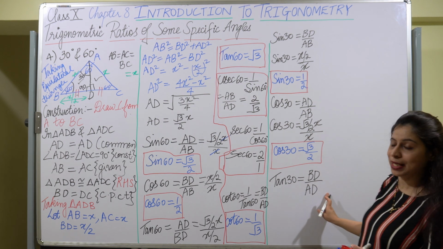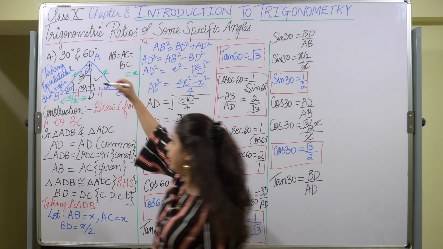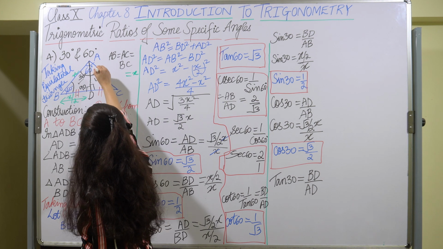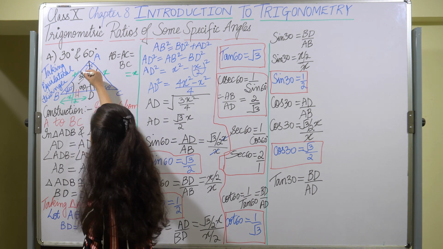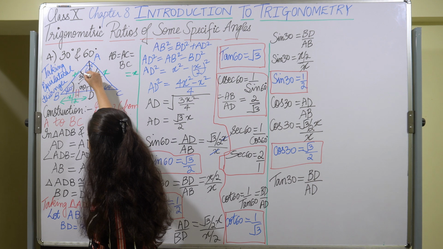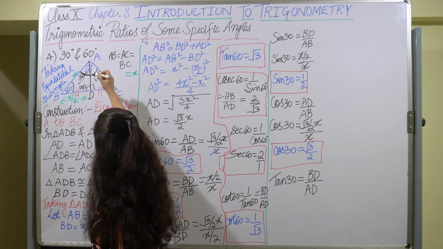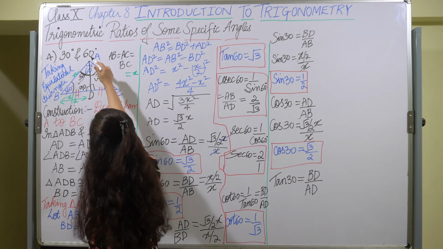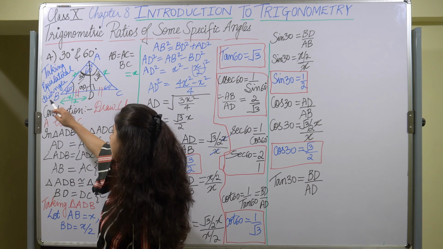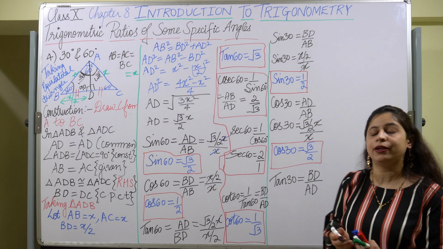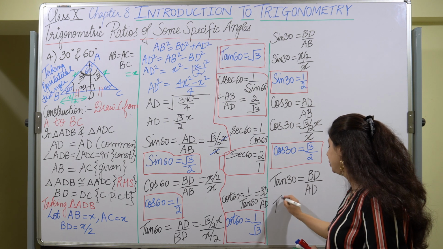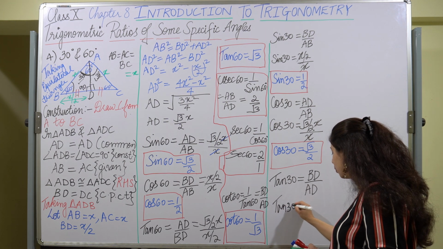Perpendicular upon base. Base is AD for 30 degrees. This is my 30 degrees. This 60 degrees is bisected over here, and I have already told you how this 30 degrees has come. So for this 30 degrees, the base will be AD and perpendicular will be BD. So BD is x by 2. So let us put the value to be x by 2.